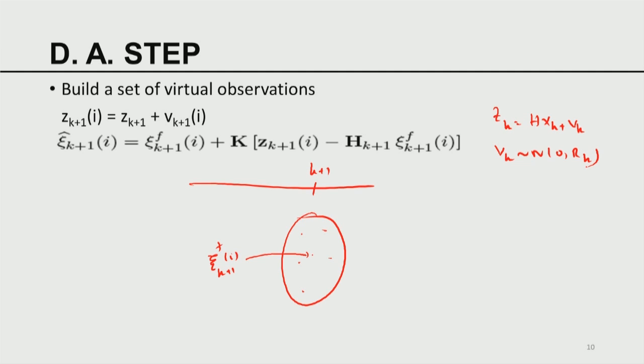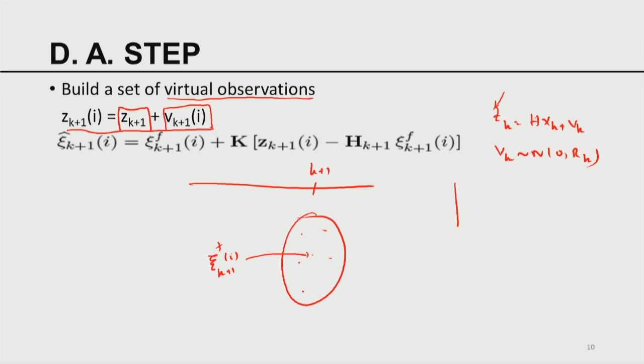We introduce the notion of what is called a virtual observation. You get one observation z_k. I am now going to create a set of virtual observations. What is z_{k+1}^i? z_{k+1}^i is the ith version of the virtual observation, which is equal to the actual observation given by the satellite, radar, whatever it is, plus an ith version of the observation noise. Please understand, z_k already has some noise. I cannot separate z_k from the noise because the noise is unavoidable and inseparable. But I do know the properties of the noise.